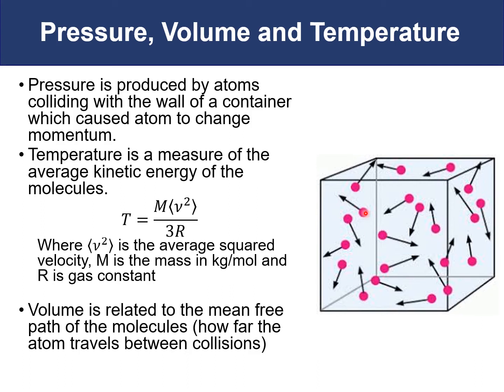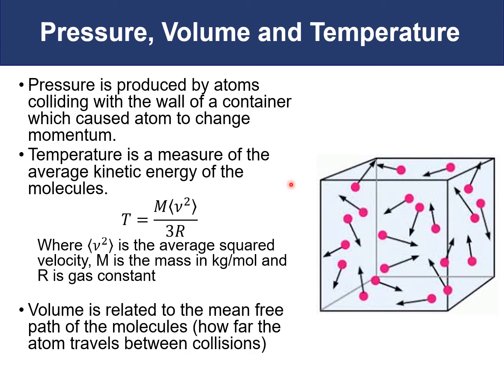So when your atom collides with a wall, changing momentum, it exerts a force on the wall, and we measure that as pressure, which is why the unit of pressure, the Pascal, is a Newton divided by meters squared, which would be the surface area of the wall that it's hitting, times the newtons, which is how hard it's hitting.